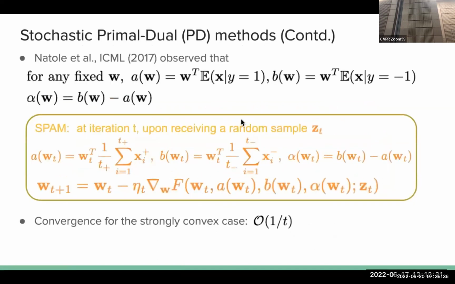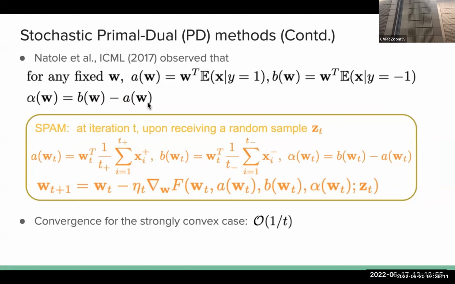The algorithm was also improved by my student, Mike Anatoli, in 2017, based on the following observation. For fixed W, the auxiliary variables we introduced in the min-max formulation, A, B, and alpha, can be written down explicitly for the linear case. For example, A(W) is just the inner product of W and the conditional mean of class 1. Likewise for B(W), and alpha(W) is just B(W) minus A(W).